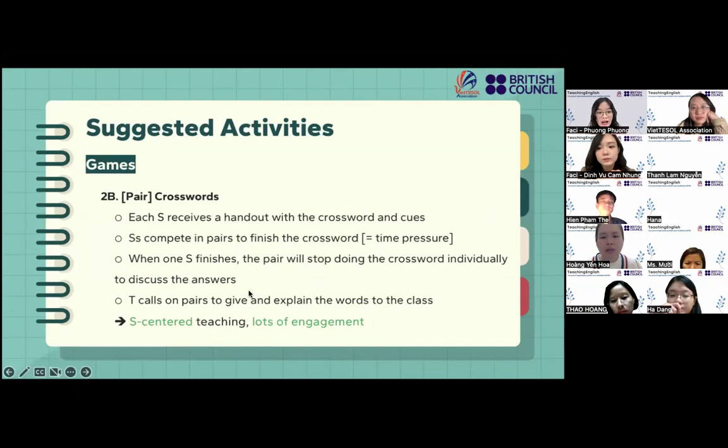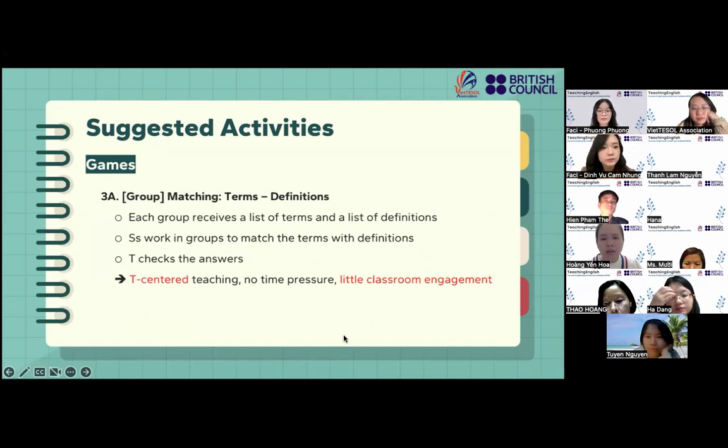And lastly, I have a group work activity. For the group work activity, this is more like an exercise from the textbook, a matching exercise.